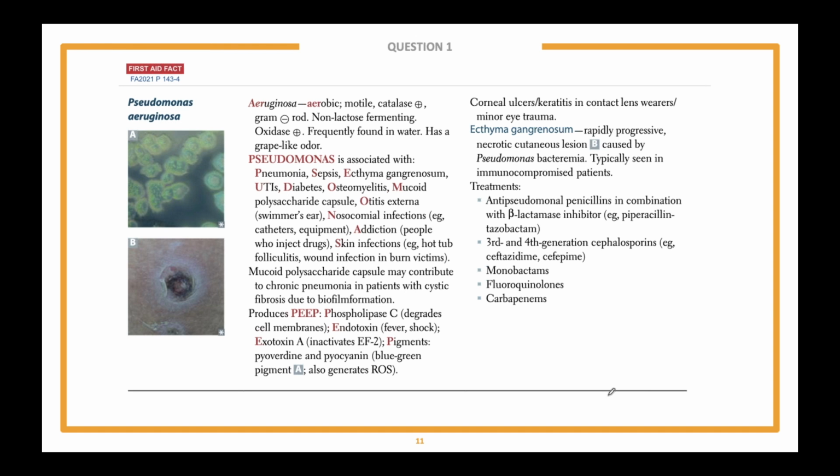Oh, and then sorry, on this next slide as well, Sean has actually pulled up a table looking at Pseudomonas, and you can actually see that one of the things it's associated with under the O is osteomyelitis, okay? And then also people who inject drugs under the letter A for addiction, okay? So these patients who inject drugs are at risk for Pseudomonas, and Pseudomonas is also a risk factor for osteomyelitis.